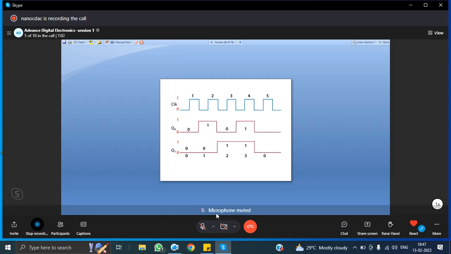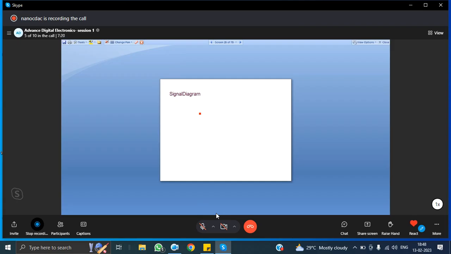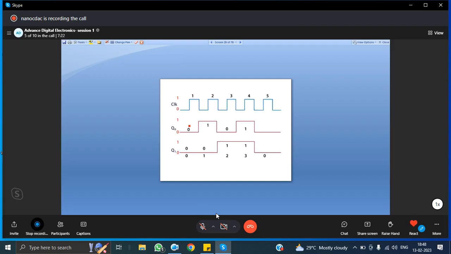Mod is indicating the magnitude. So this is the counter during the first clock pulse. What is happening? This is the clock. During the first clock, whether it is positive edge triggered or negative edge triggered, now by seeing the clock pulse, we can see what is happening.